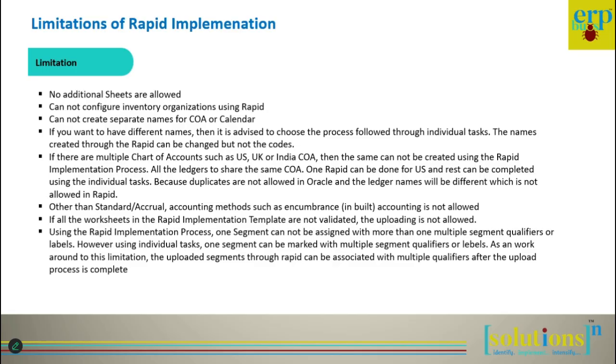We cannot create separate names for chart of account and calendar. The system automatically creates that name based on the name that we have provided for the chart of account. Now, if you want to have different names, then you have to choose the individual task or the standard method. So we can change those names, but the codes created by the system will not get changed.